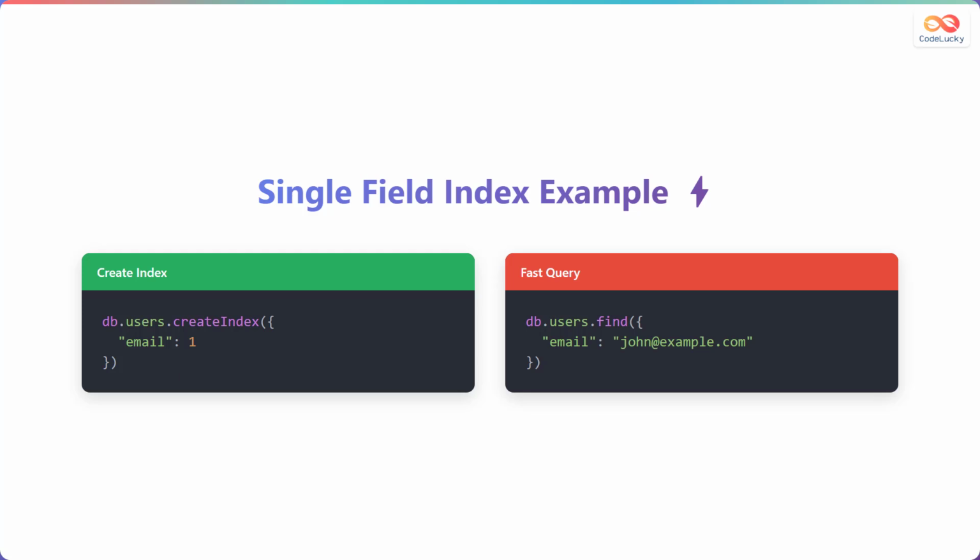Here's an example of how to create and use a single field index. First, to create an index on the email field in the users collection, use the command db.users.createIndex, specifying that the index should be in ascending order. Once the index is created, you can perform fast queries on the email field using the find command. For instance, to find a user with the email john@example.com, use the command db.users.find, then specify the email address.